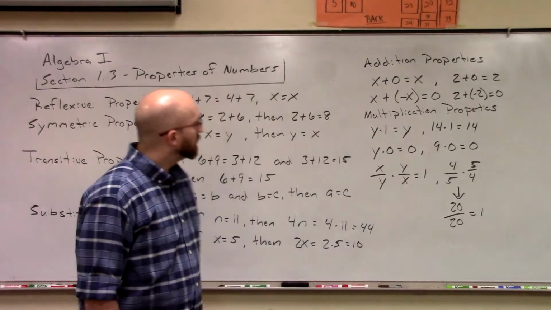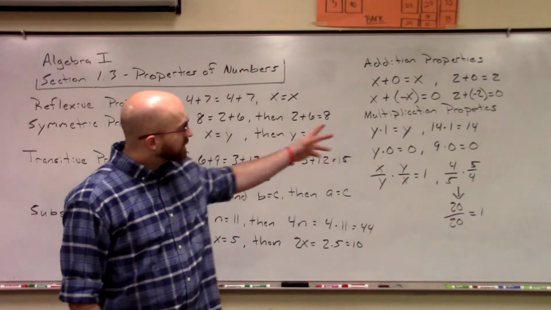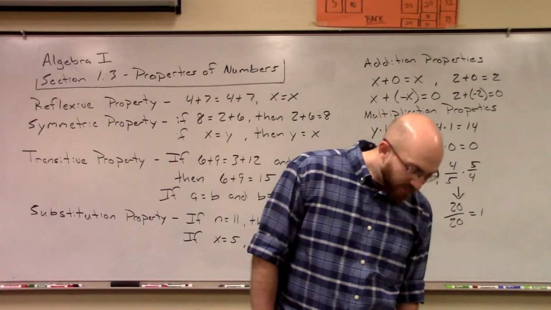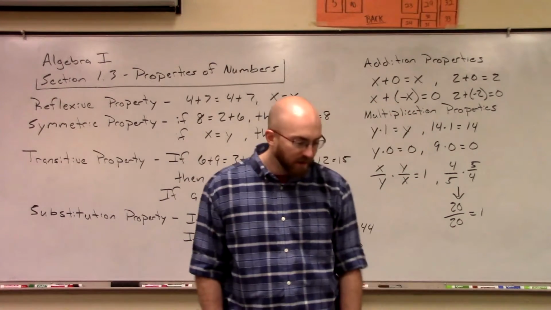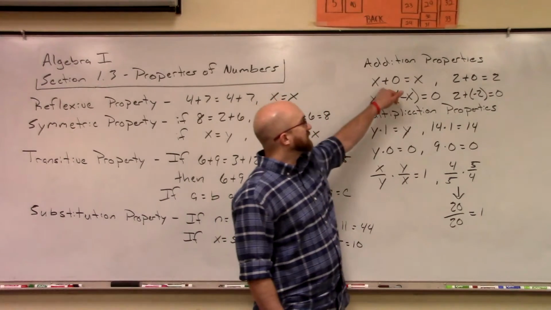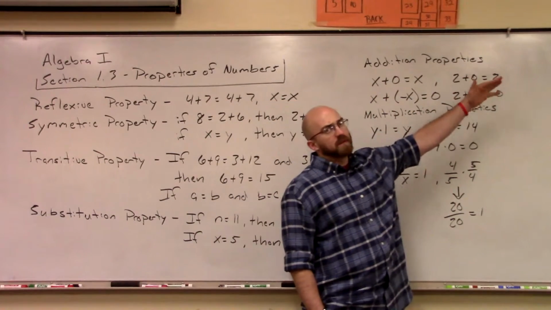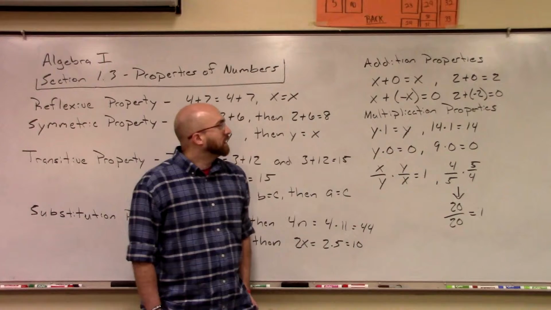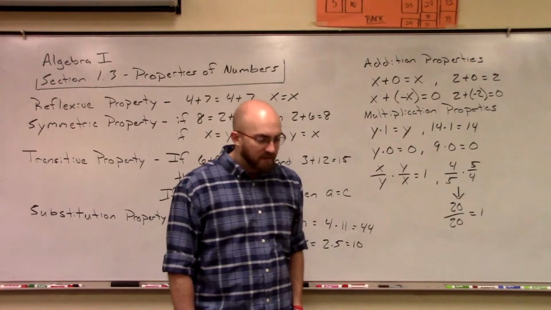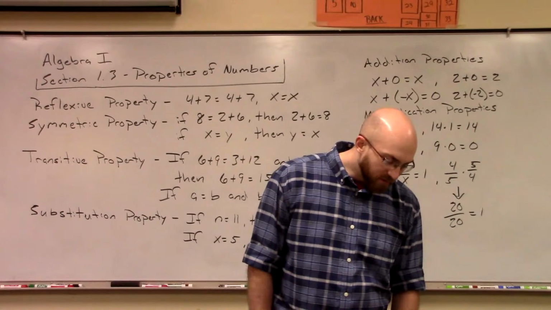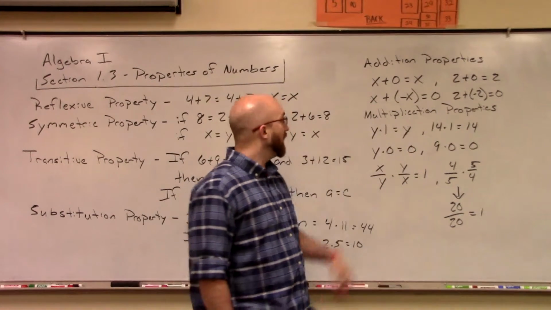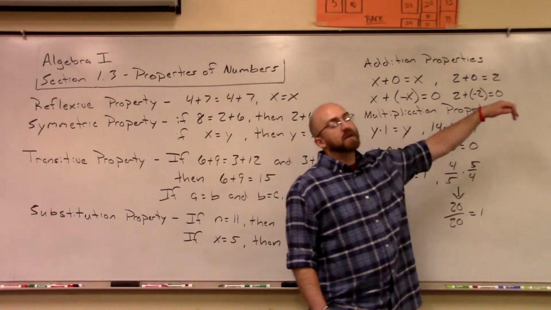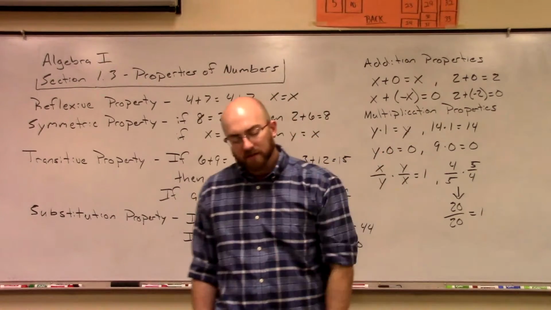Then there are the addition properties. There are two. The first one is the additive identity: for any number a, the sum of a and 0 is a. So x plus 0 equals x, and 2 plus 0 equals 2. Zero has no value, so if I add it, no harm done. Then there is the additive inverse: a number and its opposite are additive inverses of each other. So x plus a negative x equals 0, and 2 plus a negative 2 equals 0. They just cancel each other out.